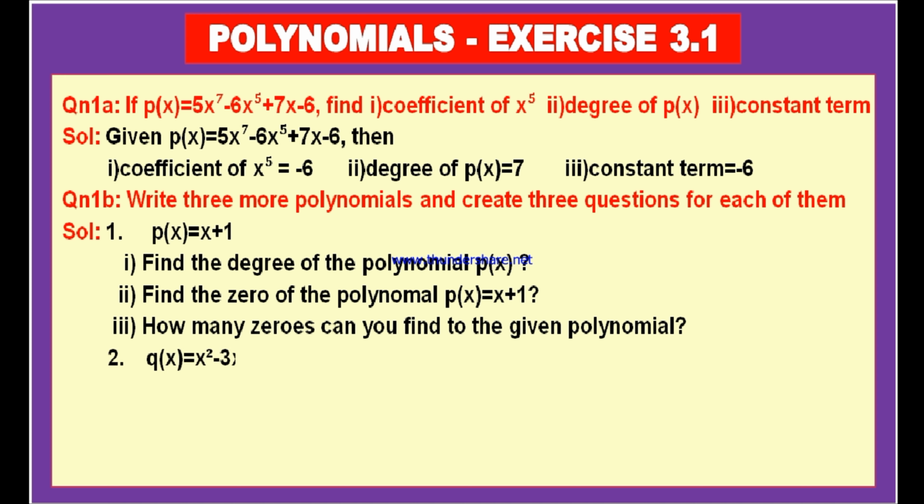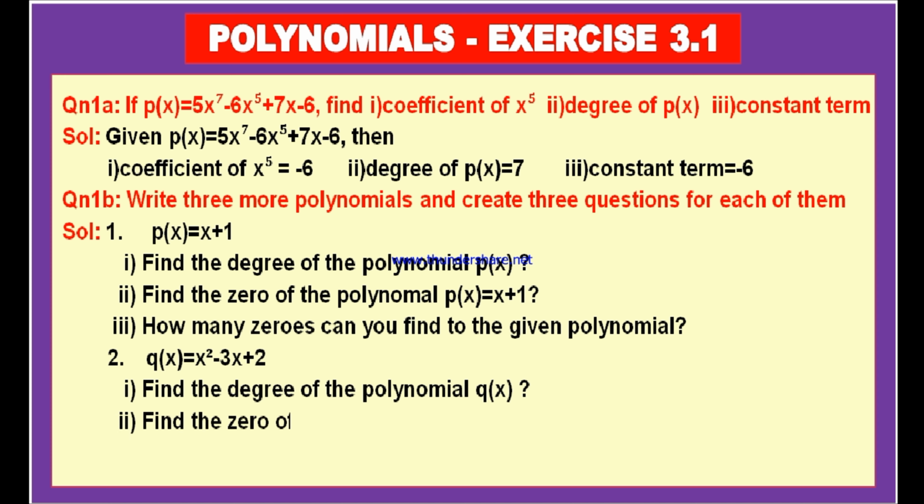The second polynomial q of x is equal to x square minus 3x plus 2. In this case, we took a quadratic polynomial. You can write a polynomial of any degree at your wish. Here I took a quadratic polynomial q of x is equal to x square minus 3x plus 2. And the first question I framed is, find the degree of the polynomial q of x is equal to x square minus 3x plus 2. Here what is the degree? Good, the degree is 2.